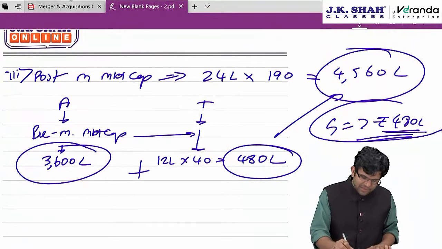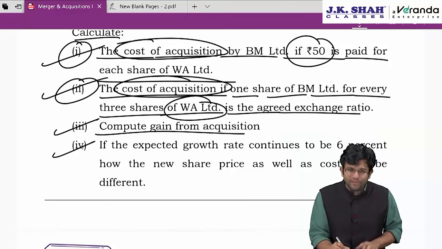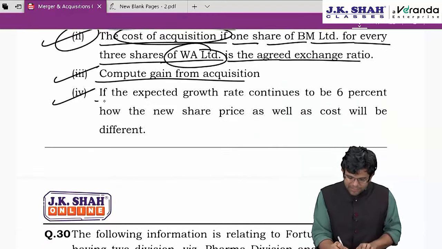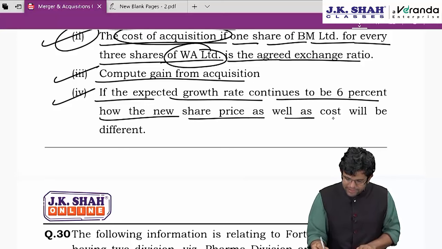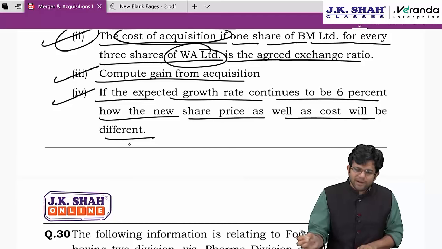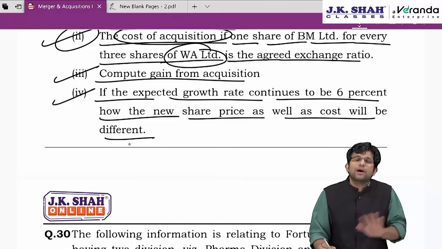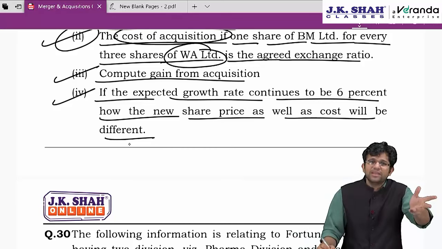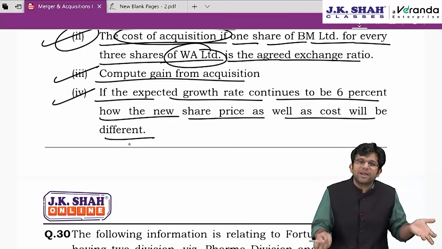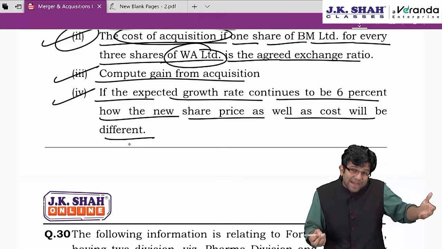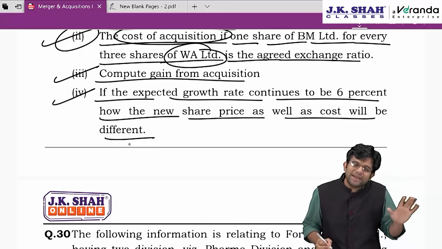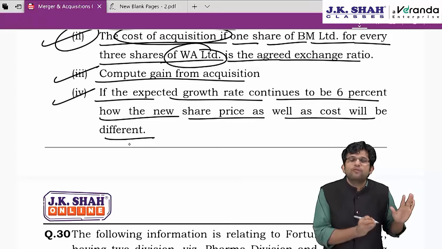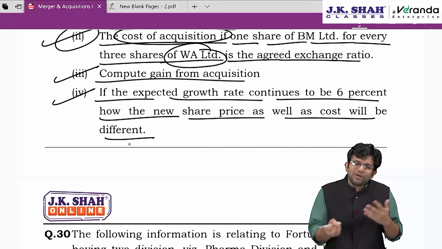Everybody following? Now the last part, students, point number 4. This is a cakewalk. They are saying if the expected growth rate continues to be 6%, how the new share price as well as cost will be different. Let's quickly complete this. Basically, they are now saying that the growth rate will not change. If the growth rate will not change, do you realize, students, this T Limited which enters into A Limited will now not enter as a company of 12 lakh into 80. It will continue to be a 12 lakh into 40 worth company, and therefore you have to recalculate everything.